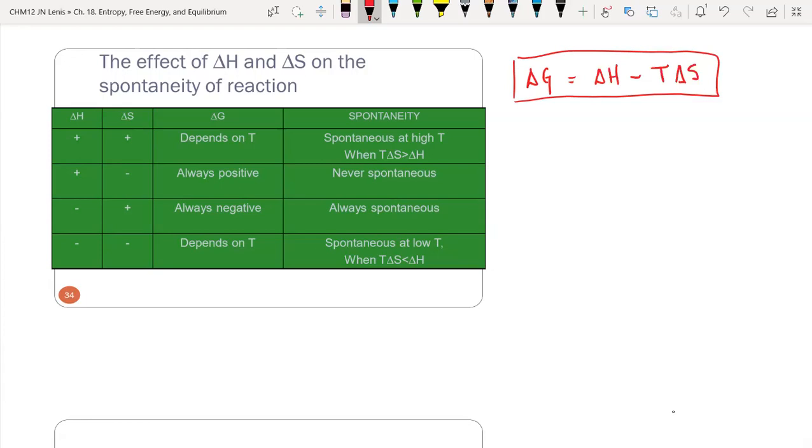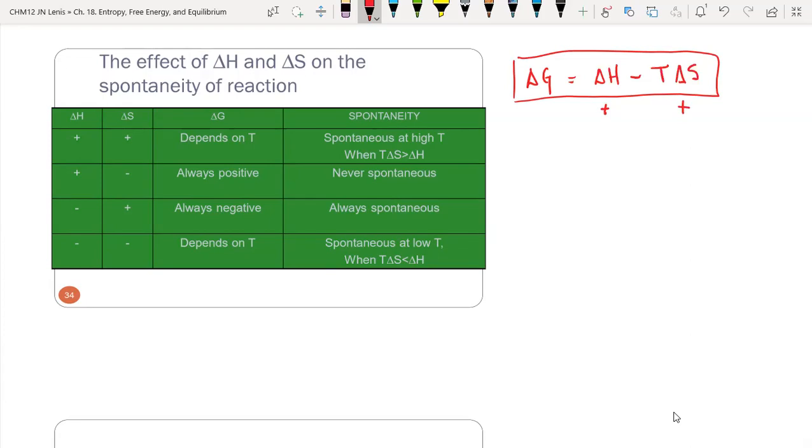Those possibilities are if delta H is positive and delta S is positive, will the reaction produce work? Is the reaction going to be spontaneous?